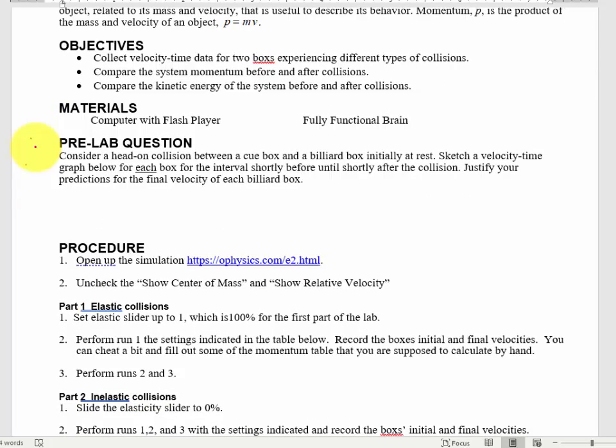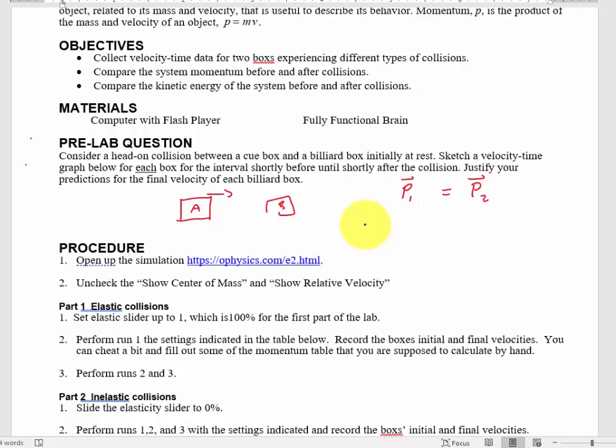So what we're going to do is have a collision where we have two boxes, box A and box B, and these guys are going to be colliding with one another. What we're going to see is that the momentum beforehand, don't forget momentum is a vector quantity, is equal to the momentum afterwards. Technically, I have you calculate the ratio of the momentums.